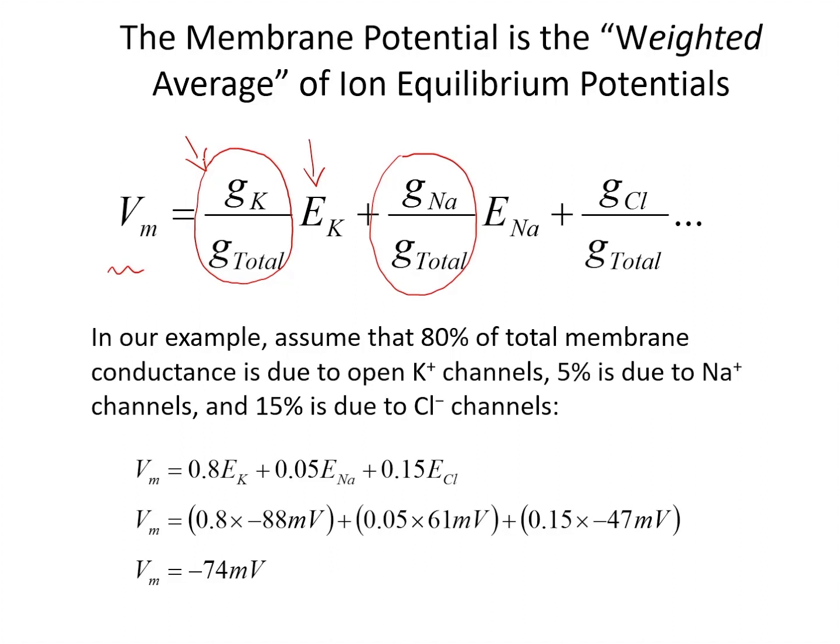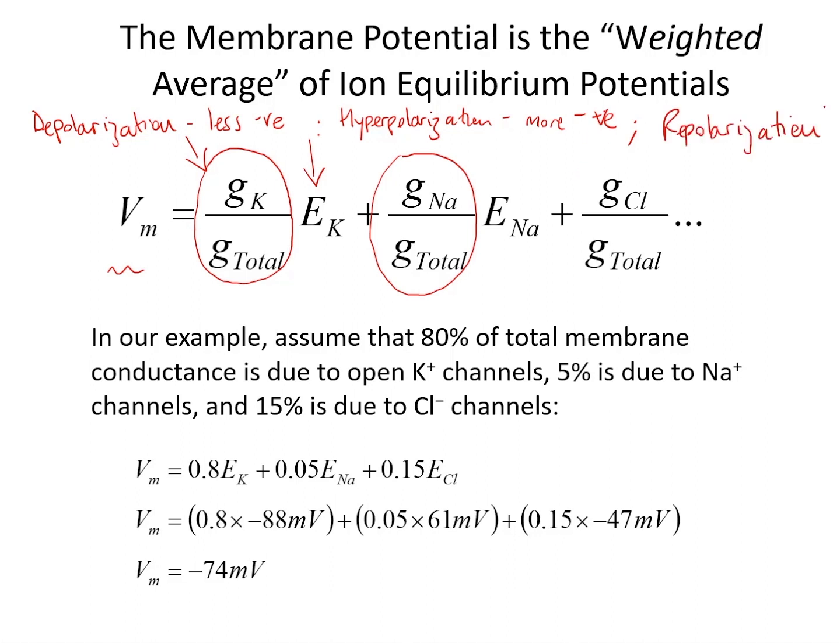Just some terminology there around changing membrane potentials. We use the word depolarization to mean a change to a less negative membrane potential difference. We would use the word hyperpolarization when the membrane potential difference becomes more negative. And we would use the word repolarization for events that return the membrane potential towards the resting potential value.